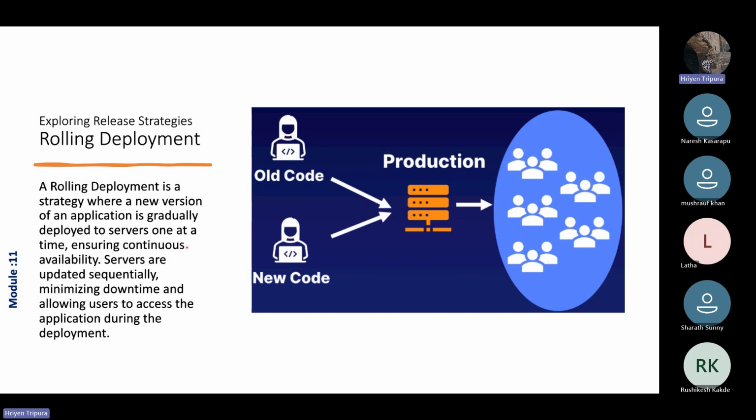That means you see that this is the old code, this is the new code. Let's say you have one particular server here. As we all know, whenever we deploy an application, we would not just have one server, right? We may have a set of servers, let's say 2 servers, 3 servers, 4 servers also. So what they'll do here is deploy gradually to one particular server.